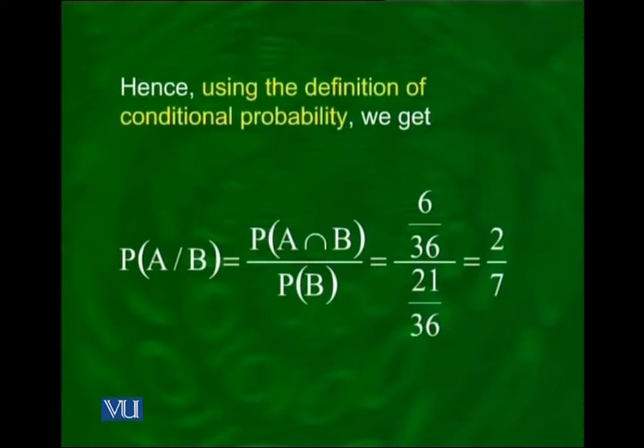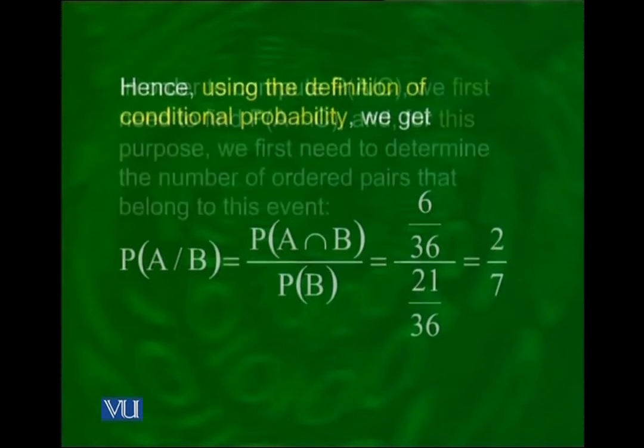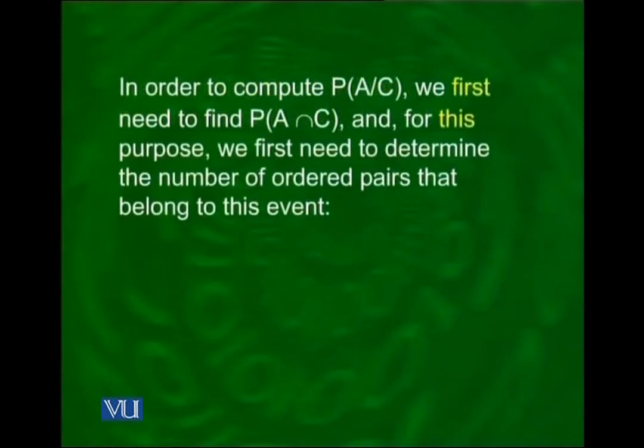And students, this is the conditional probability that we will have a sum of 7 given that the sum is greater than 6. The other part of the question was that what is the conditional probability that the sum is 7 given that the two dice showed the same number?